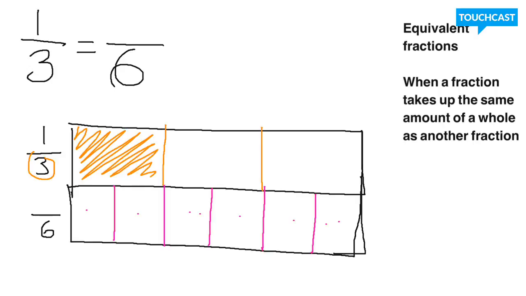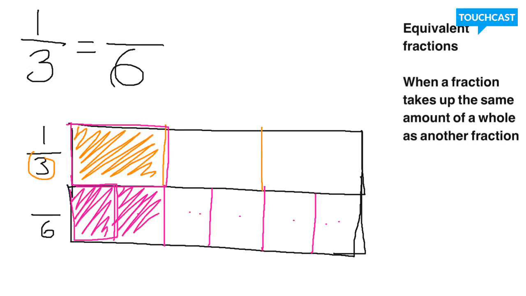1/3. Okay. And now I need to think, how many sixths take up the same amount of room as that 1/3? Let's see. 1. Well, that doesn't take up the same amount of room. This is not as big as this. Okay, 2 sixths. Well, there's more like it. This takes up the same amount of room as this. So we can say that 1/3 equals 2/6.